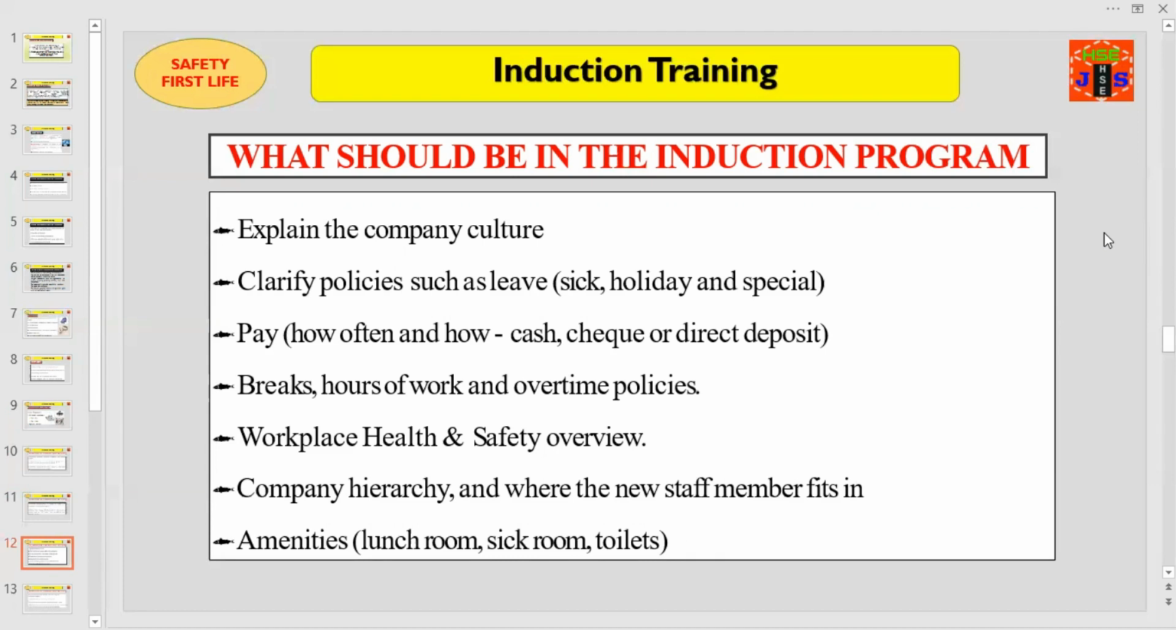And definitely, workplace health and safety overview, company hierarchy, and where the new staff member fits in. And you must pass the information to new employees about amenities, lunch rooms, rest areas, sick rooms, or toilets at site, etc.